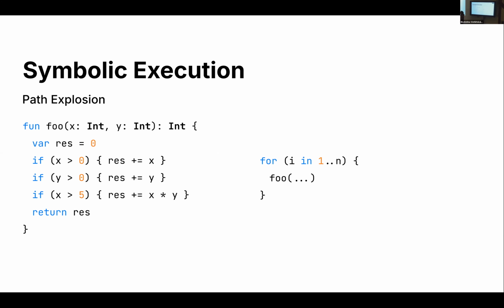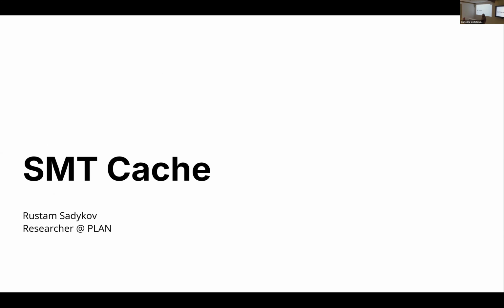One of the problems is called path explosion. For example, we can put this function in a loop, and the number of path executions will increase exponentially with the number of iterations. That means that we need to use SMT solvers a lot, and that is a problem because SMT solvers are quite resource intensive. That is why people are trying to solve this problem by reducing the number of calls to the SMT solver. And one of the techniques is caching.